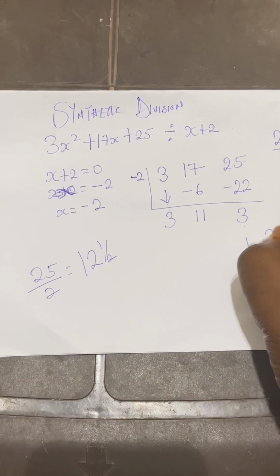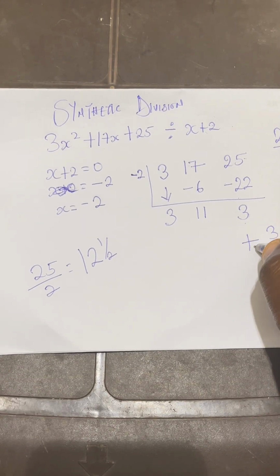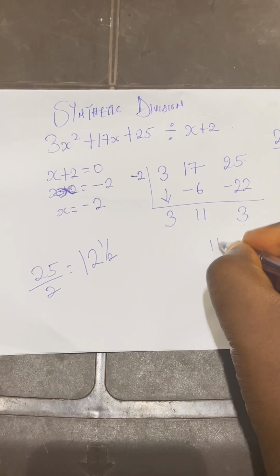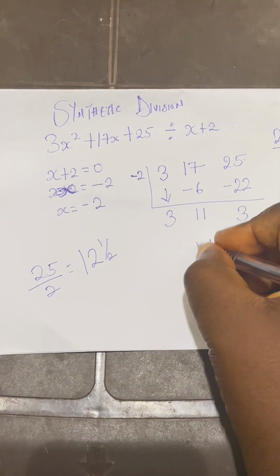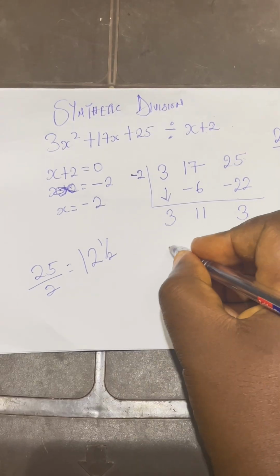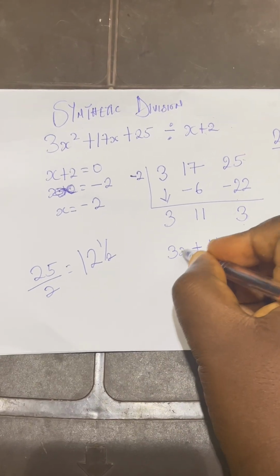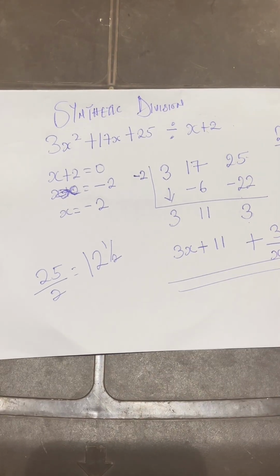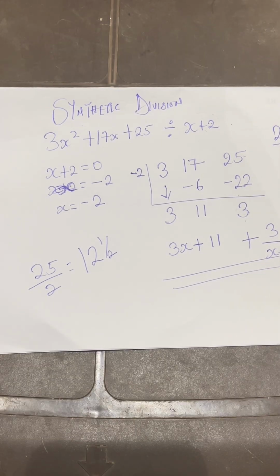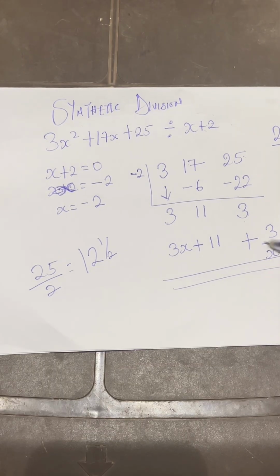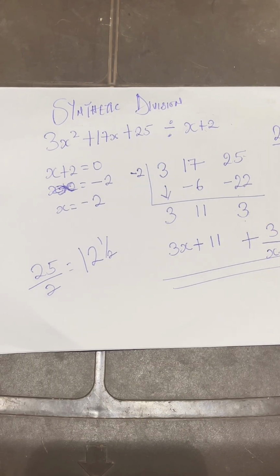Then 11 follows, and in this case 11 is the constant, and then we have the 3x, which is the coefficient of x. Also, try to always keep in mind the highest power in the question, because once you are done solving, the power is going to reduce by 1. Like in the question where we have 3x squared plus 17x plus 25, you see that our answer is starting from 3x. The highest power in the result is 1, not 2.